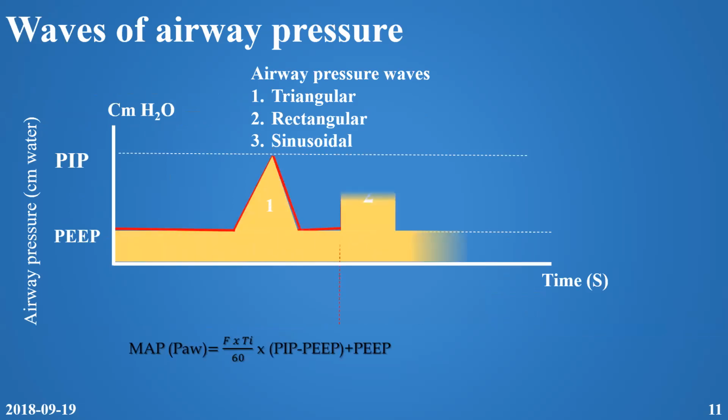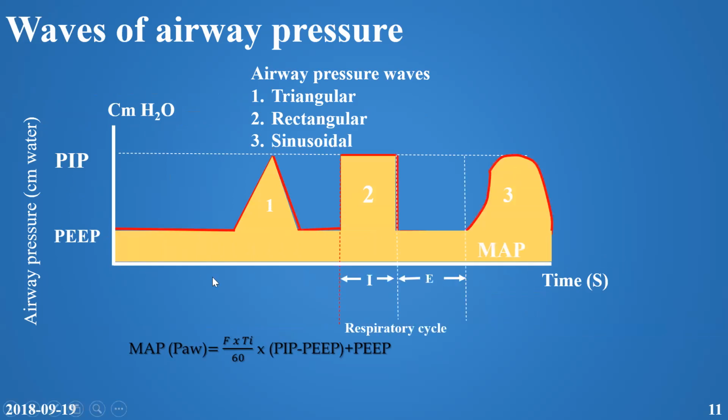Now, if you look here, we have a parameter, which is the pressure, and here we have time. And this is called a graph. Any picture composed of a parameter, like a pressure or a volume or flow, and time is called a graph.